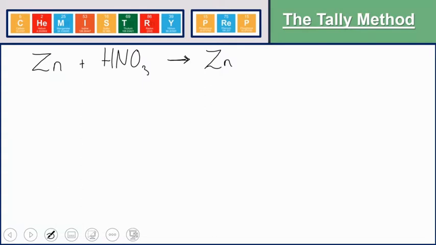Now, the formula for zinc nitrate is this. Oof, doesn't that look awful? If you've learnt about ionic bonding, you should be able to tell me why that is the case. If you haven't learnt about ionic bonding yet, then don't worry about it. It's all good. Okay, so same as before, let's divide up the 2 sides.